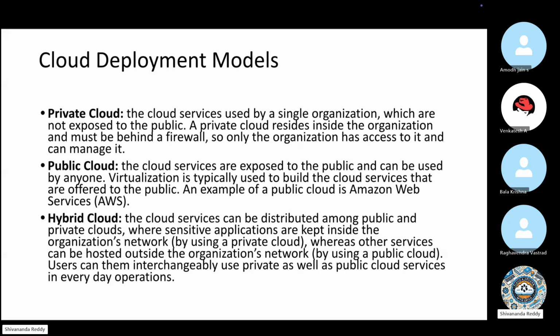What is private cloud then? The cloud services used by a single organization which are not exposed to the public. Remember, private cloud is nothing but cloud services used by a single organization, only one company, which are not exposed to the public. Whatever they're using won't be available in the public environment. A private cloud resides inside the organization and must be behind a firewall, so only the organization has access to it and can manage it.